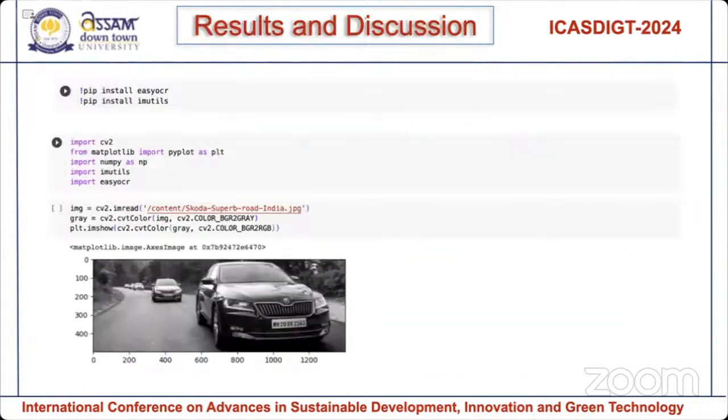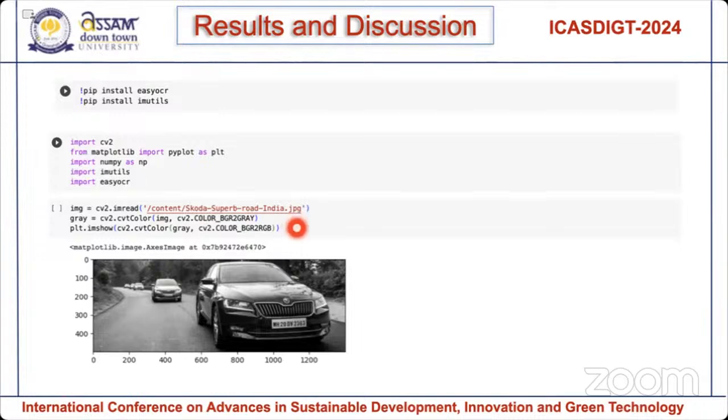Next, we'll be discussing our code. We'll first import libraries like EasyOCR for optical character recognition, imutils, CV2, Matplotlib, and NumPy for image processing. We'll be using two main libraries: OpenCV, that is open computer vision, for computer vision, and EasyOCR for OCR.